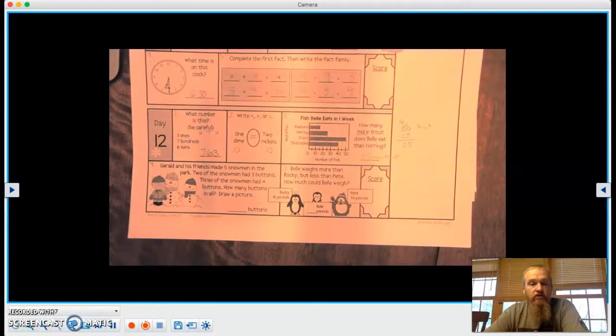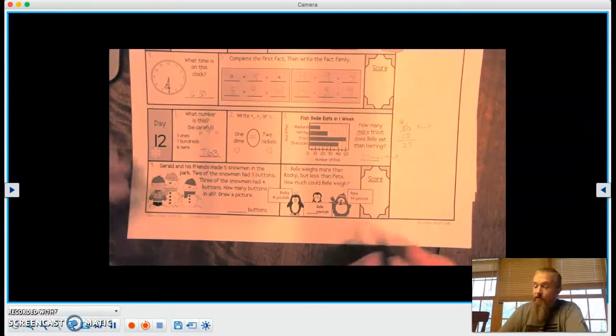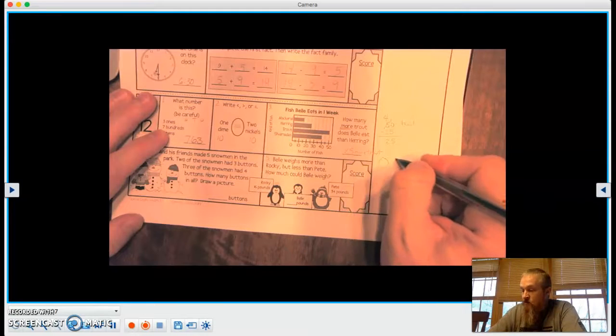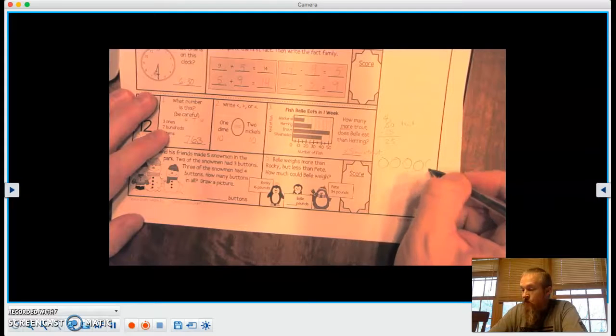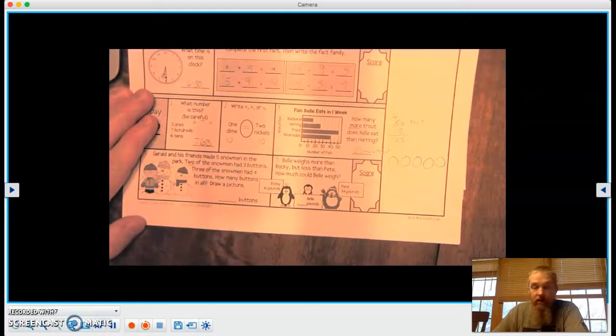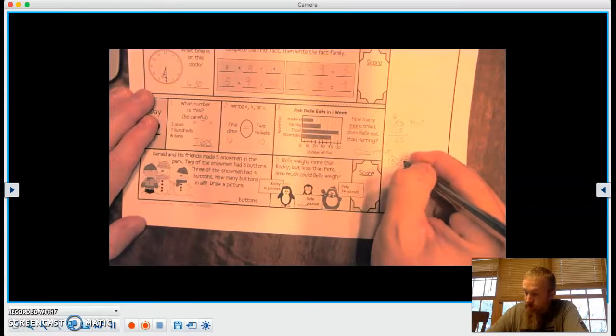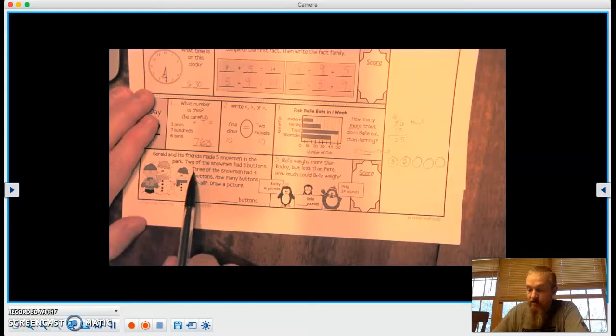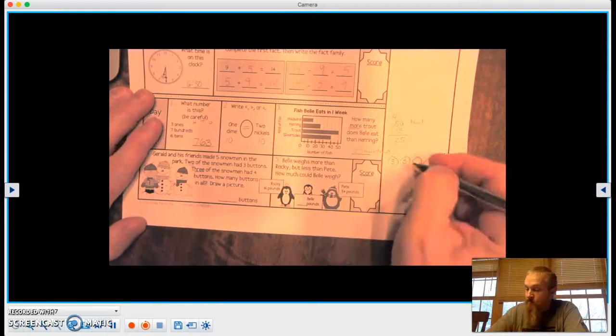Okay, number 4. Gerald and his friends made 5 snowmen in the park. 2 of the snowmen had 3 buttons. 3 of the snowmen had 4 buttons. How many buttons in all? Okay, so we have 5 snowmen. So I'm just going to make it, let's do it over here. 1, 2, 3, 4, 5. Okay, and 2 of the snowmen had 3 buttons. So those 2 had 3 buttons. And 3 of the snowmen had 4 buttons.